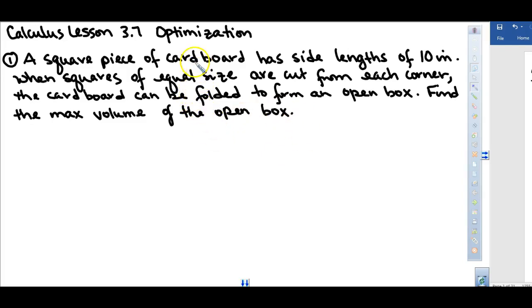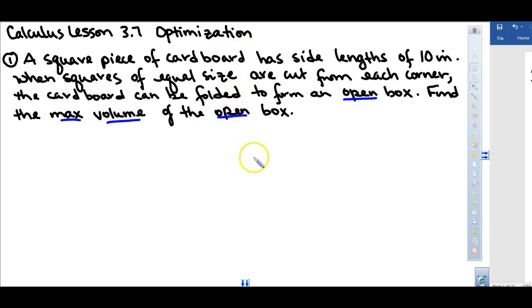Okay, calculus lesson 3.7, optimization. A square piece of cardboard has side lengths of 10 inches. When squares of equal size are cut from each corner, the cardboard can be folded to form an open box. Find the max volume of an open box.